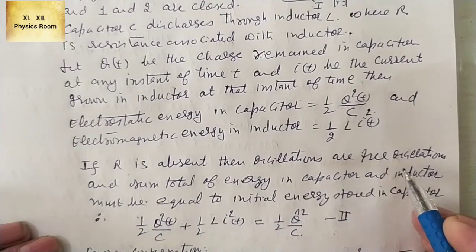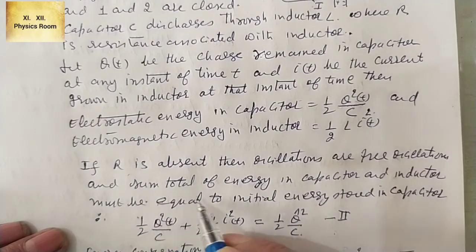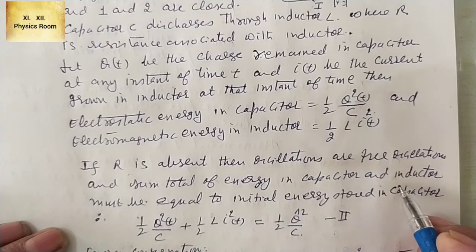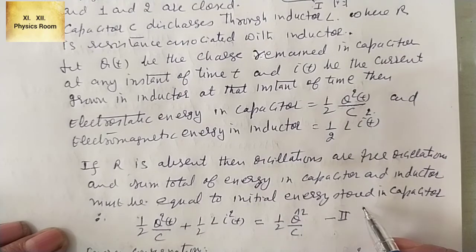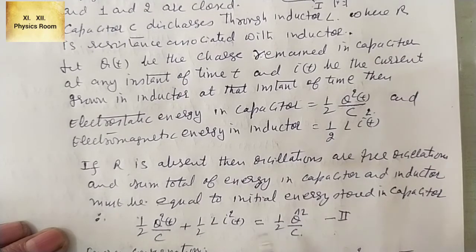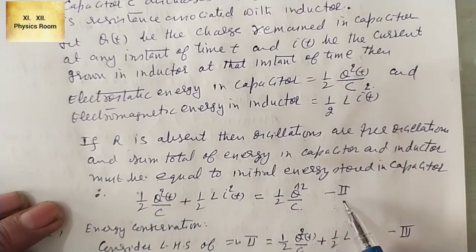then oscillations are free oscillations, and the sum total of energy in capacitor and inductor must be equal to the initial energy stored in capacitor. Therefore, half Q square t by C plus half L I square t is equal to half Q max square by C, and this is the initial energy stored in capacitor. Let us mark it as equation number 2.